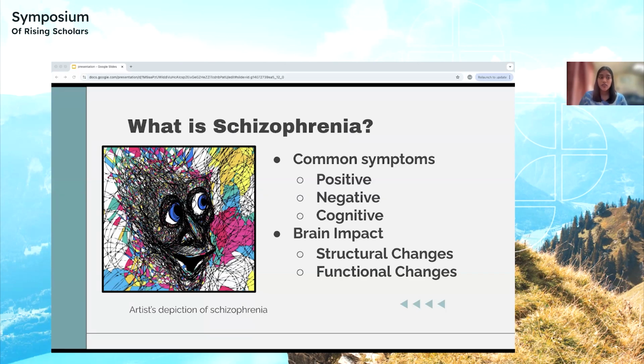These symptoms are not random, they result from distinct structural and functional changes in the brain. So what I'm going to do is explain the structures of the brain that are affected by schizophrenia so that when we go to the results section, it's more meaningful.